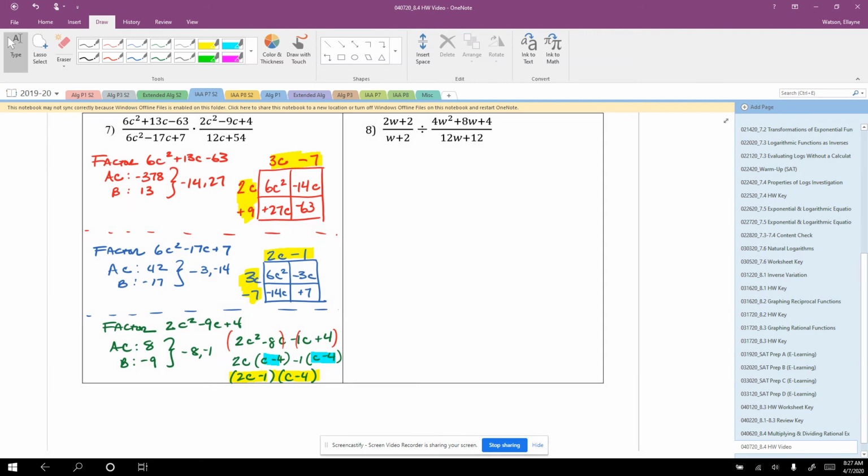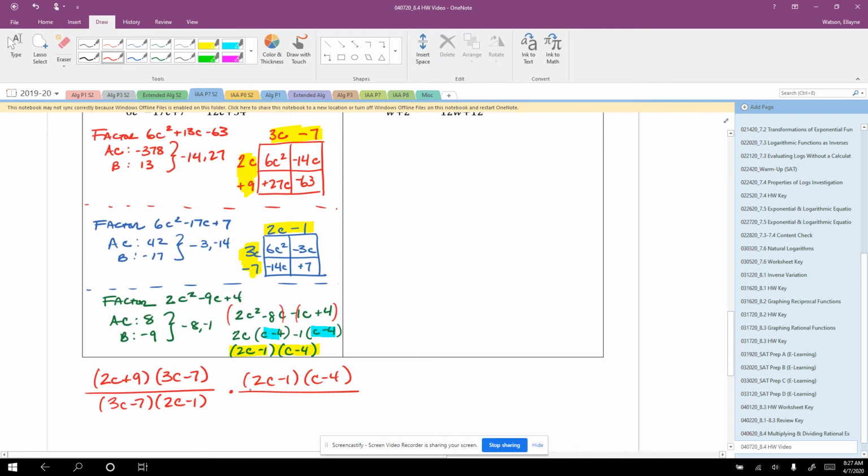With now in factored form, I have first term is now 2c plus 9 times 3c minus 7. Denominator is 3c minus 7 times 2c minus 1, times numerator on the second term is 2c minus 1 times c minus 4. Denominator, I need to take out a GCF, which is going to be 6. So take out a 6. I'm left with 2c plus 9.